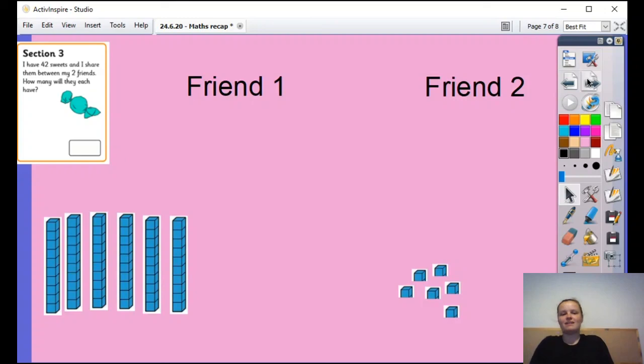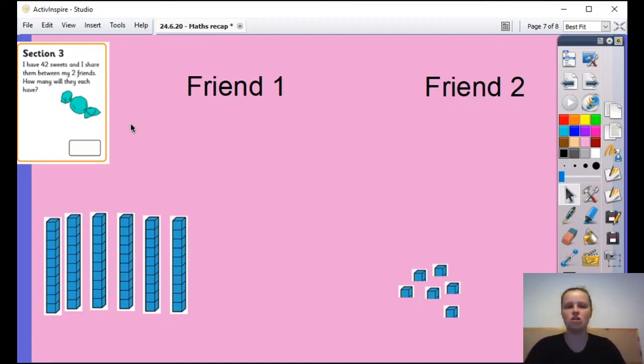Okay, next one. I have 42 sweets and I share them between my 2 friends. How many will they each have? So I've got my friends here. I've got one friend, friend number 2. What we could do is get 42 sweets, if you've got them, and share them out. Go one there, one there, one there. But 42 is quite a big number, so that would take a long, long time.